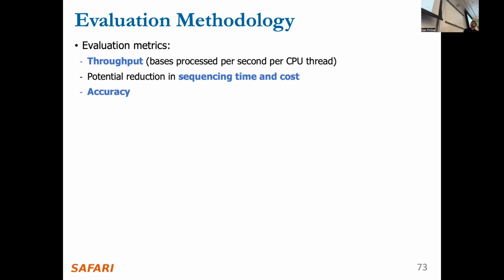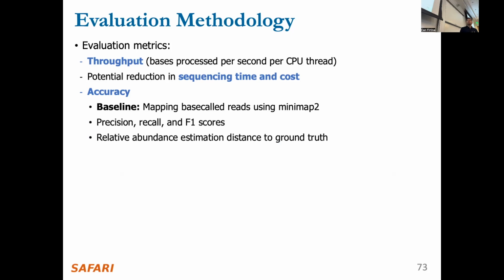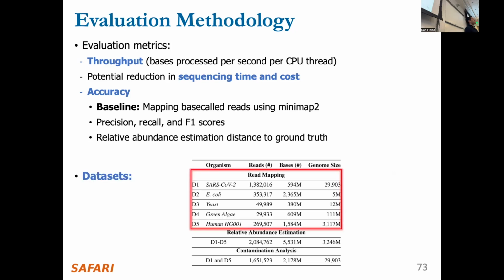One is throughput, which measures the bases processed per second per CPU thread. We also look at the potential reduction in sequencing time and cost of each tool. And also we look at accuracy. For accuracy, our baseline is the mapping of basecalled reads using Minimap2. We look at the precision, recall, and F1 scores for accuracy. And for relative abundance estimation, we calculate the distance to the ground truth, which is again generated using Minimap2.